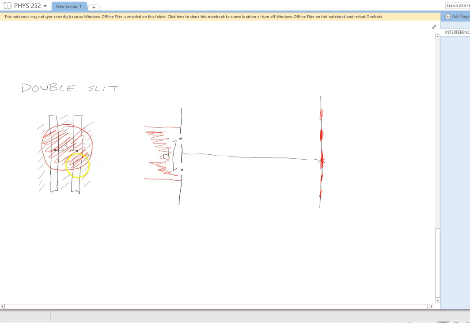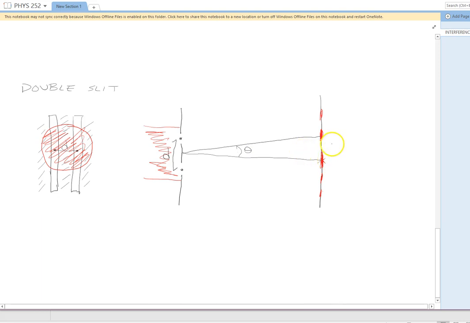One way I could do it is draw a line right from that intersection point, let's say to right there. That would be an intensity maximum. So I could give this angle.